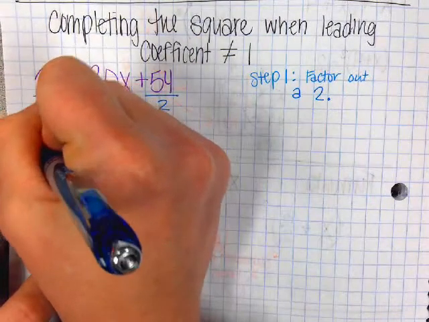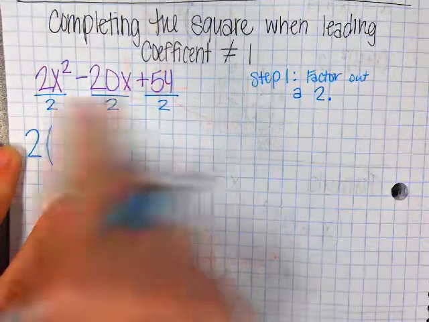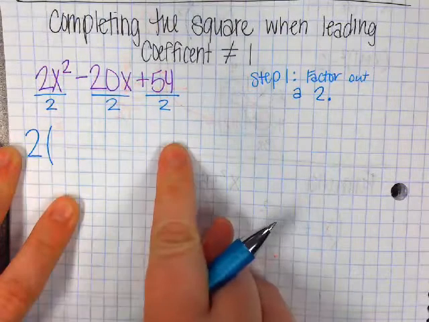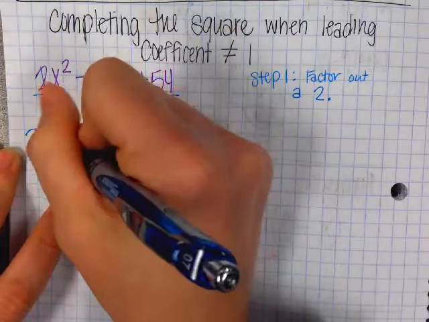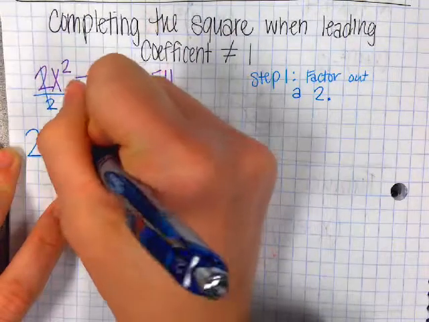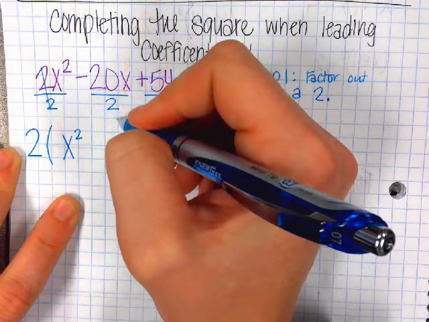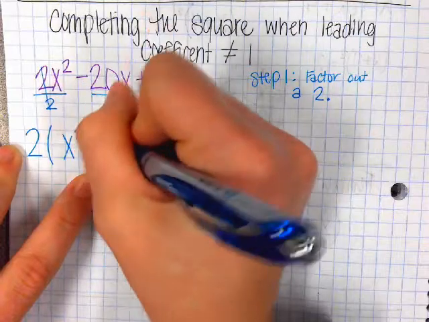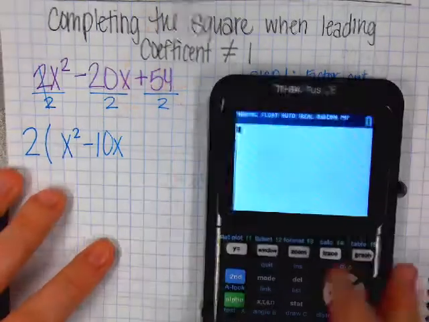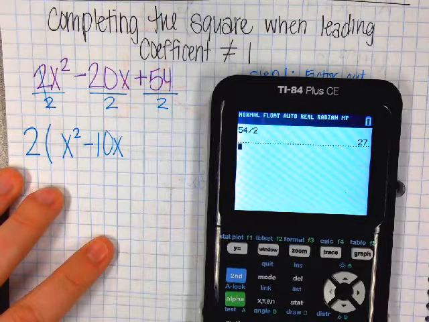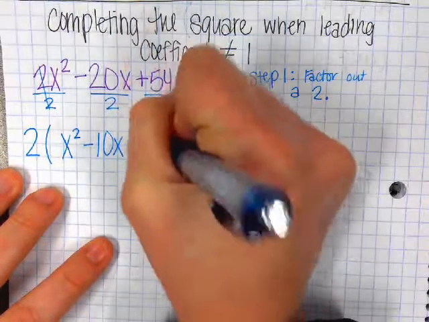Now, since we factored out a 2, you're going to write a 2 and then parentheses, and when you divide all of that by 2, you're going to write it right here. So 2 divided by 2 is just 1, so it would just be x squared. Now, what's negative 20 divided by 2? Negative 10x. And then 54 divided by 2 is 27. So it would be plus 27.